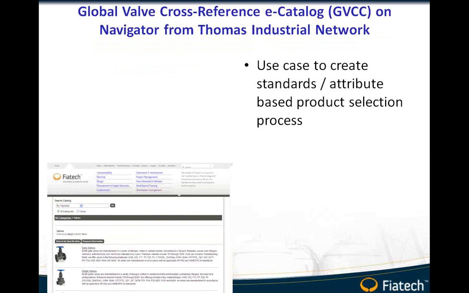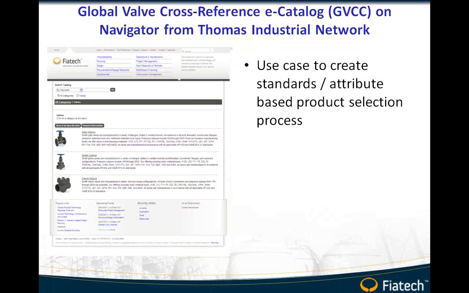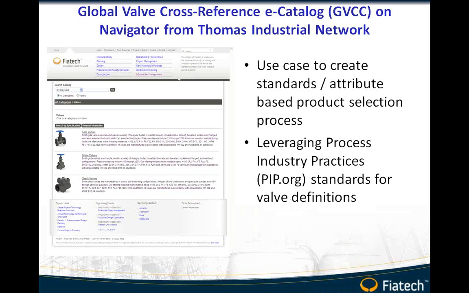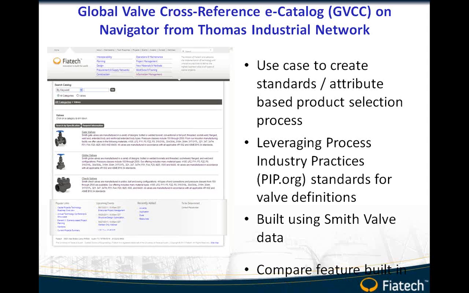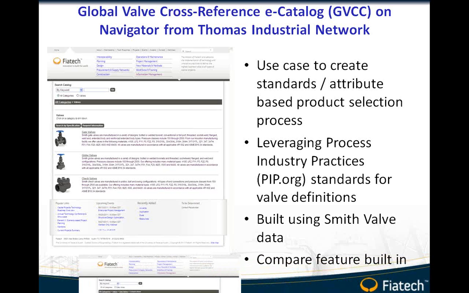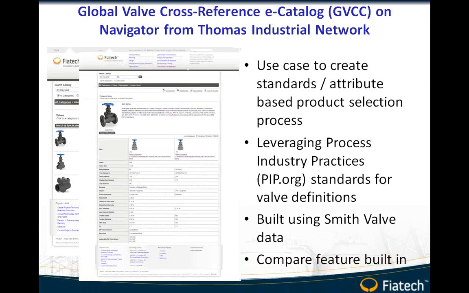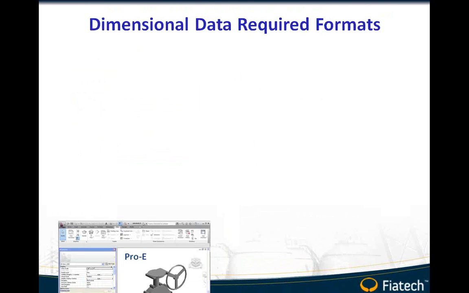So what we did was, for this catalog, and I'll show you this here in a second, we've created a standards-based product database, and we then leveraged the PIP standards. So PIP had already done a great job creating the standards for the valves, the gate, globe, and check valves. And what we've done is we've taken a specific set of data from Smith valves, we've mapped them to the PIP standards, and then put them into a Navigator database. And then that compare feature is automatically built in. And this is what I'm going to show you right now. So it's a pretty slick thing.